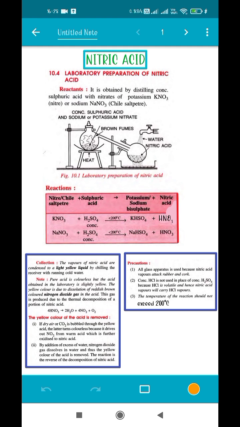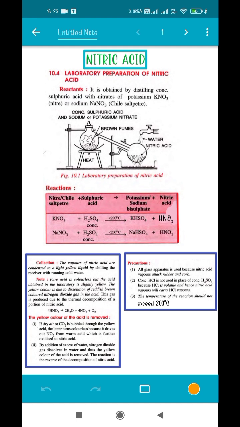What are the precautions which must be followed during this procedure? All the apparatus should be made up of glass. None of the apparatus should have cork or rubber in it because nitric acid vapors can react with that. Concentrated HCl is not used in this case. H2SO4 is used because H2SO4 is non-volatile but HCl is volatile. Also, if HCl is used, since HCl is volatile in nature, the nitric acid vapors which will be formed in the round bottom flask might also contain a few vapors of HCl, which is not desirable. So we use sulfuric acid.